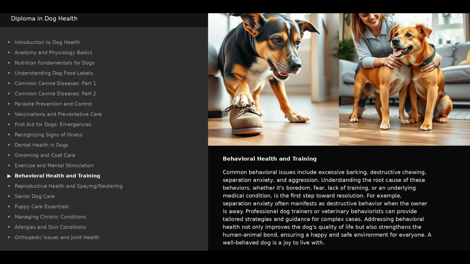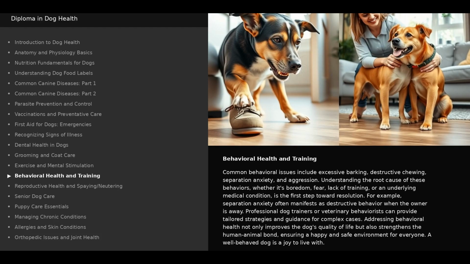Common behavioral issues include excessive barking, disruptive chewing, separation anxiety, and aggression. Understanding the root cause of these behaviors, whether it's boredom, fear, lack of training, or an underlying medical condition, is the first step towards resolution. For example, separation anxiety often manifests as destructive behavior when the owner is away.